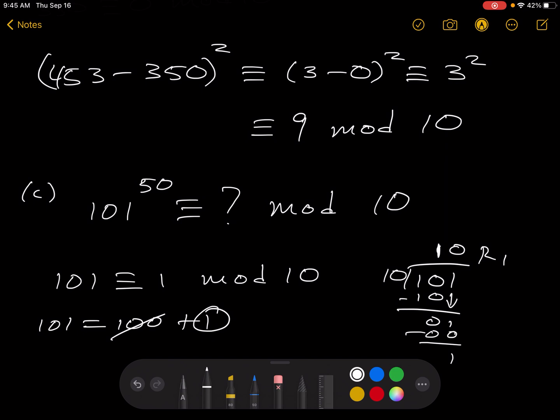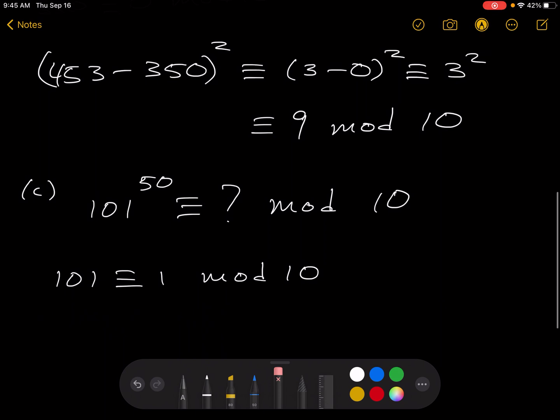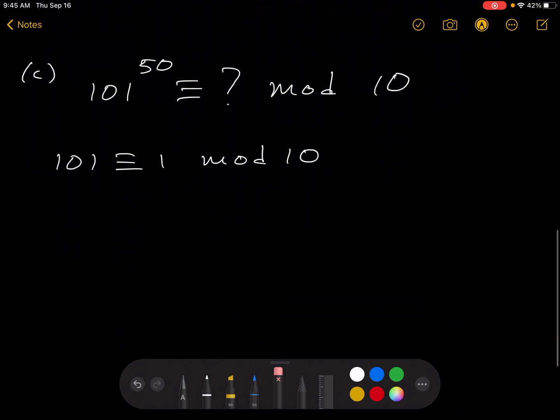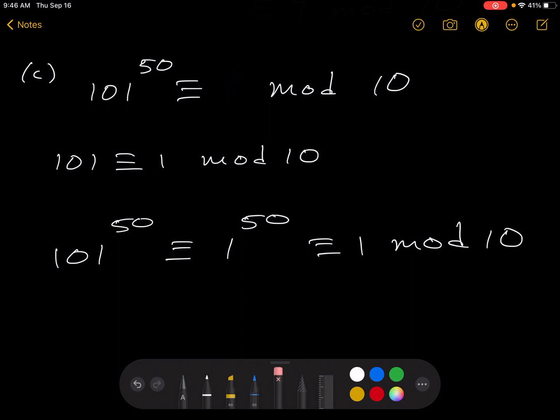Okay, so with all that in mind, 101 to the 50th power is congruent to 1 to the 50th power. Well, 1 to the 50th power is just 1, so that's congruent to 1 mod 10. And so your answer is 1. And that's it.